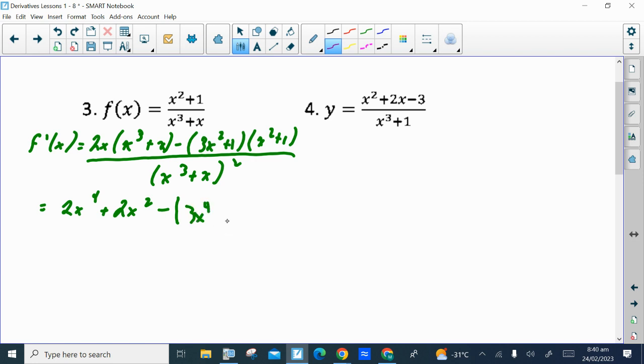The front terms will be 3x to the fourth. The outer terms will be 3x squared. The inner terms, positive 1x squared. That gives us positive 4x squared. And then the last terms, 1 times 1 is 1.